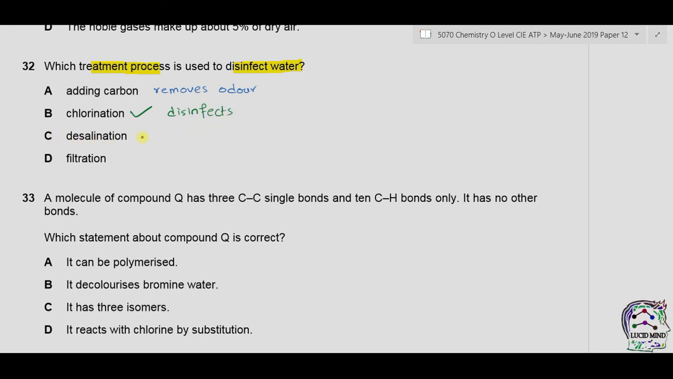C is desalination. Now desalination does not disinfect, it is incorrect because it removes salt. D is filtration. Now filtration is also incorrect because it can only remove insoluble solids.